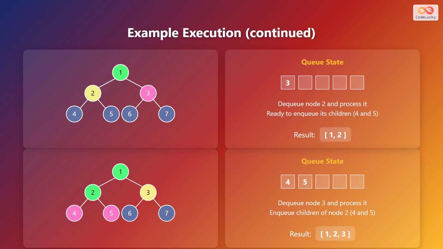In the next step, node 2 is dequeued from the queue and processed. We are now ready to enqueue the children of node 2, which are 4 and 5. The current result contains nodes 1 and 2. Next, node 3 is dequeued and processed. Then the children of node 3, nodes 6 and 7, are enqueued.